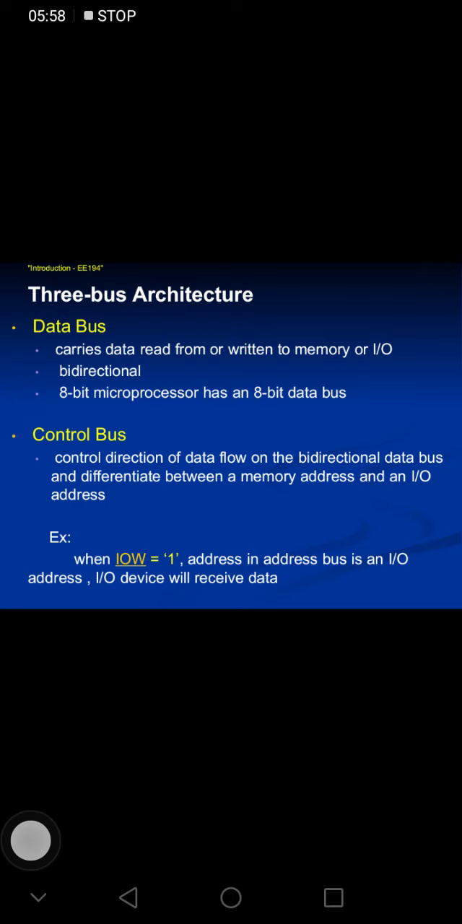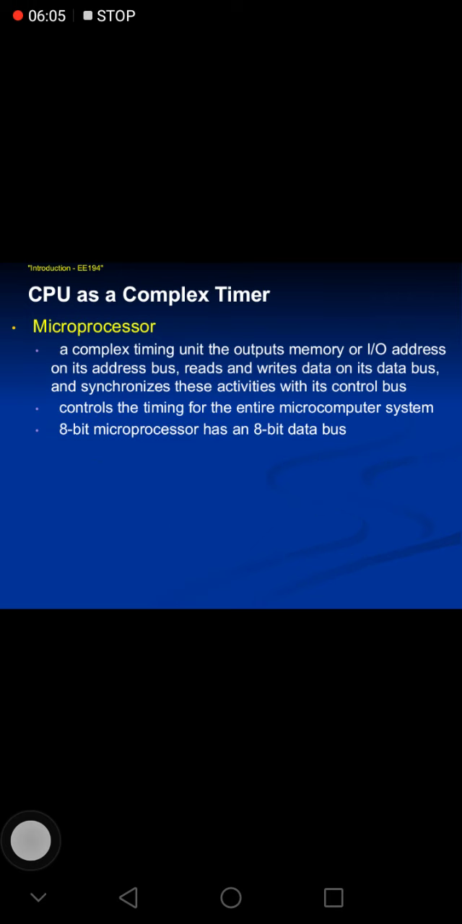If you set the IOW equals to 1, no, so yun yung magiging function ng control bus natin. Okay? So, you have here CPU and complex timer. Microprocessor, a complex timing unit, the outputs memory or IO address on its address bus, writes data on its data bus and synchronizes these activities with its control bus. So yun sinasabi ko kanina, no? We have to synchronize the flow of data from input to output or from output to input, no?